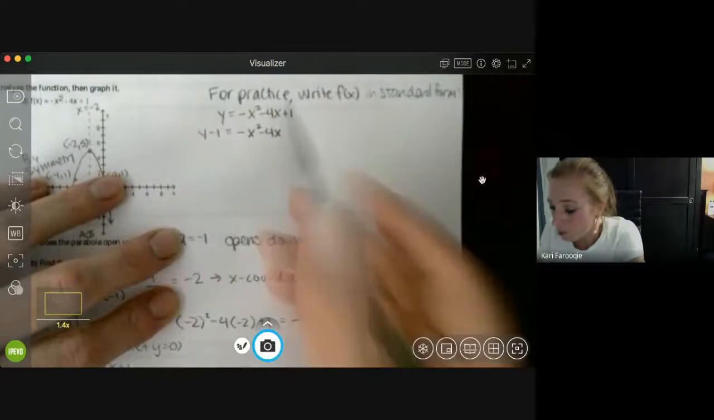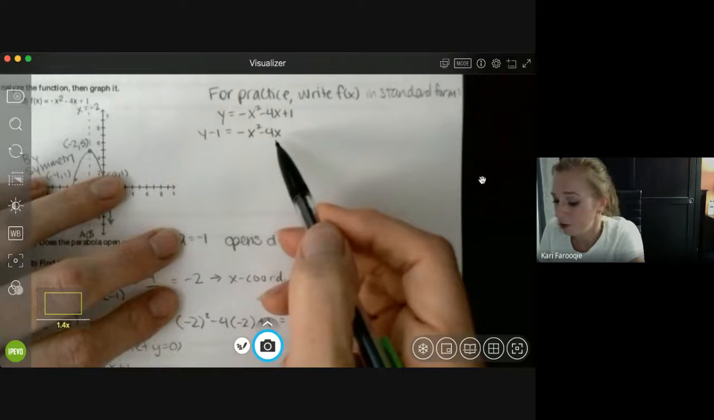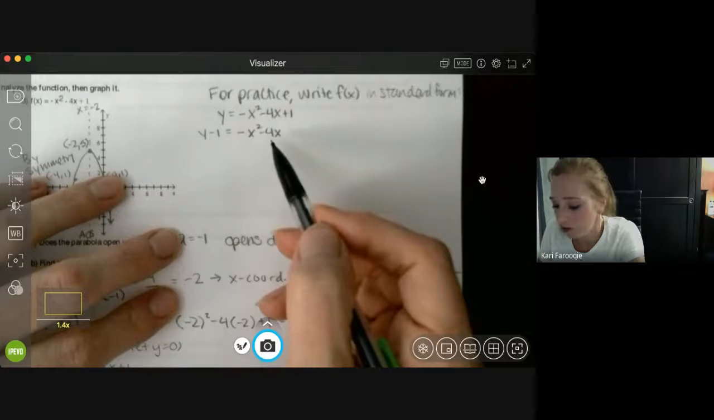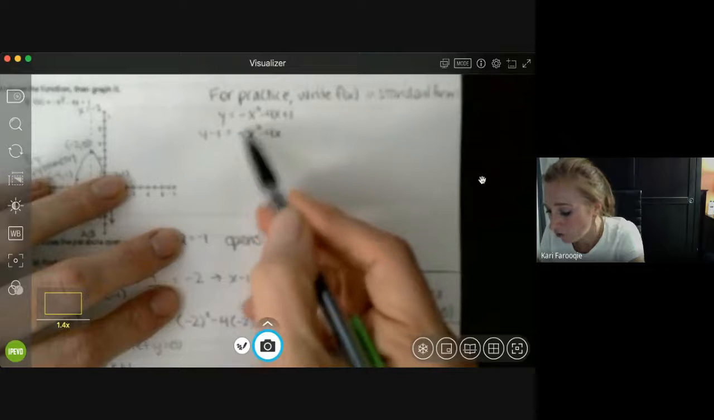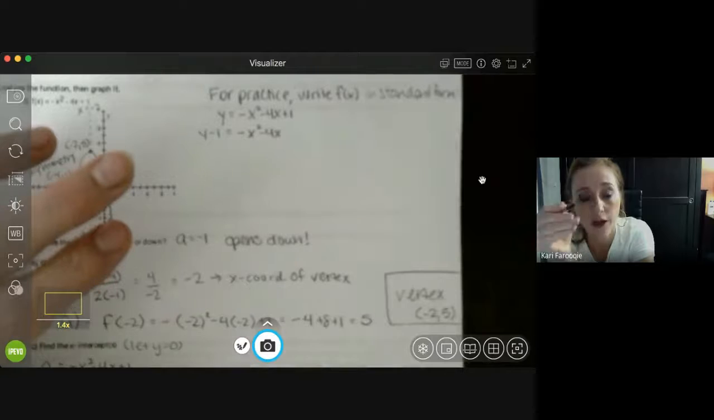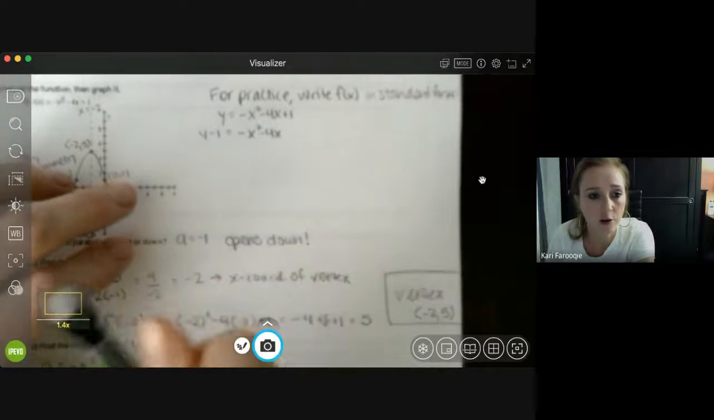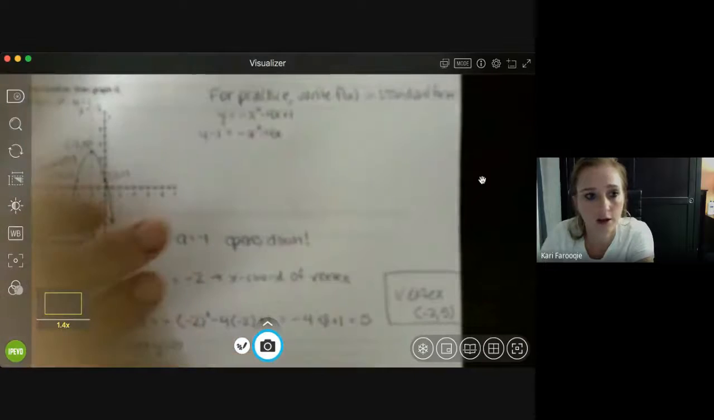Okay, now, when you're taking half of your middle coefficient and squaring it, you can't use it right now because you have to have a coefficient of x squared as 1. Remember, one of the steps we went through was we divided every term by the coefficient of x squared. Well, in this case, the coefficient of x squared is actually negative 1.